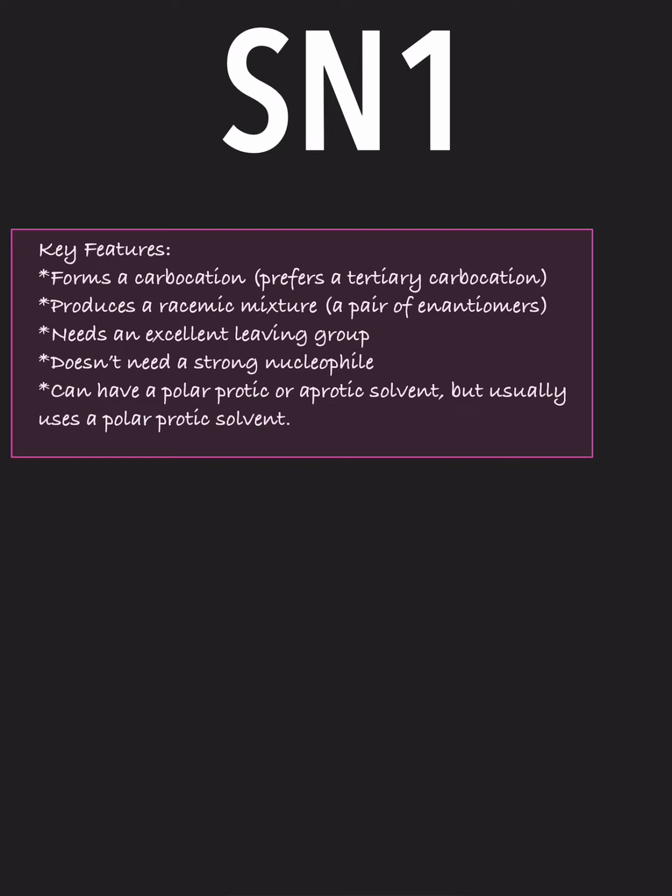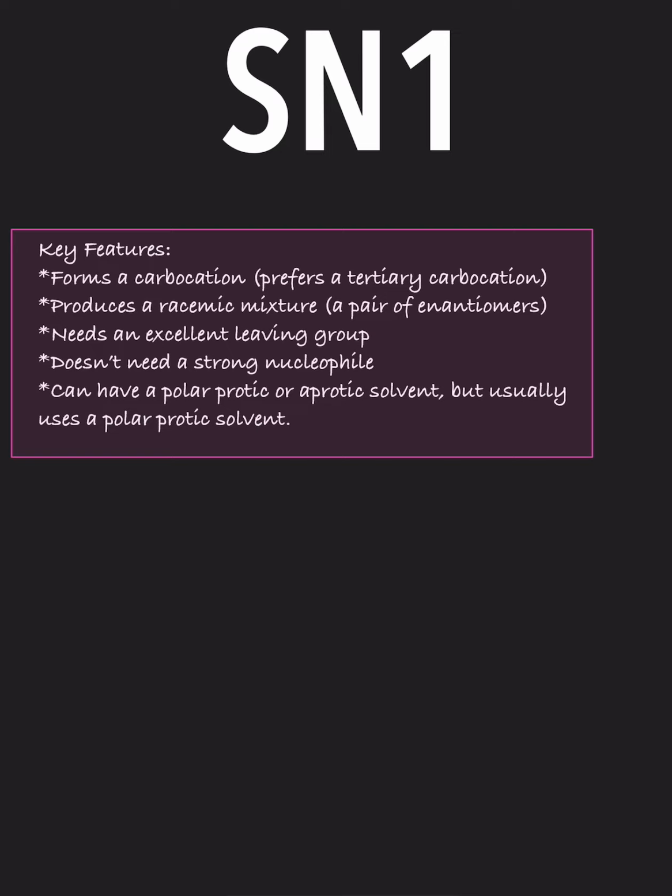What else do you see? Well, since it has a tertiary carbocation, if you have 4 different groups, and this is basic first week OChem stuff, then you're going to have chirality. If you have chirality, you're going to produce enantiomers. And SN1 is known for making racemic mixtures, which is a pair of enantiomers.